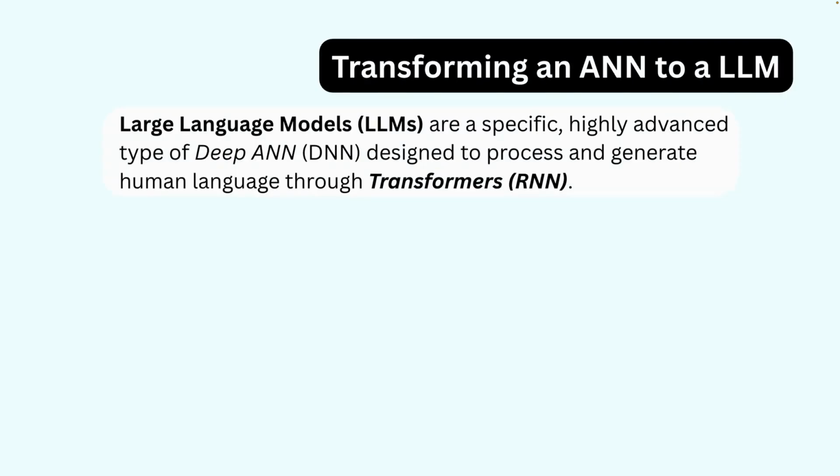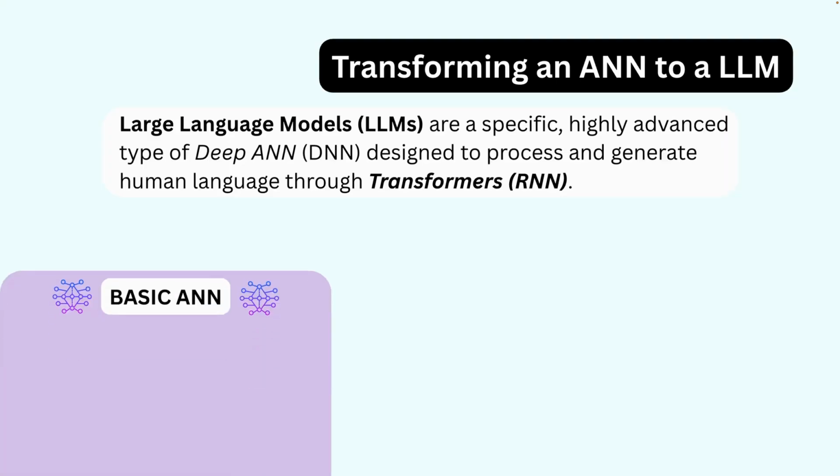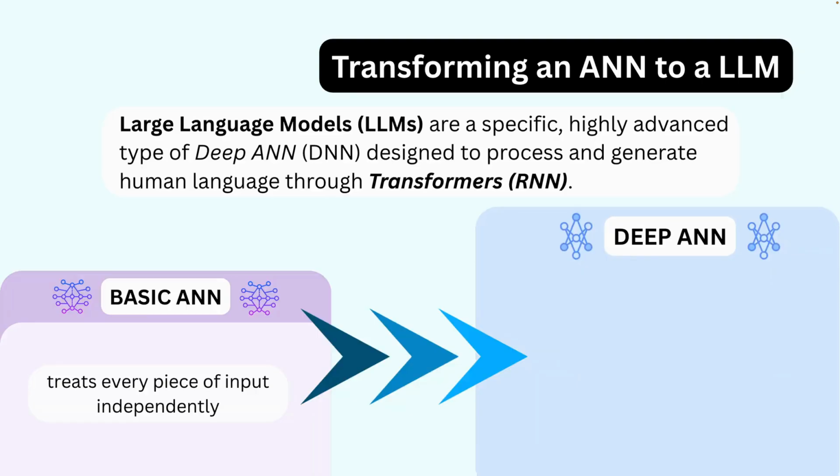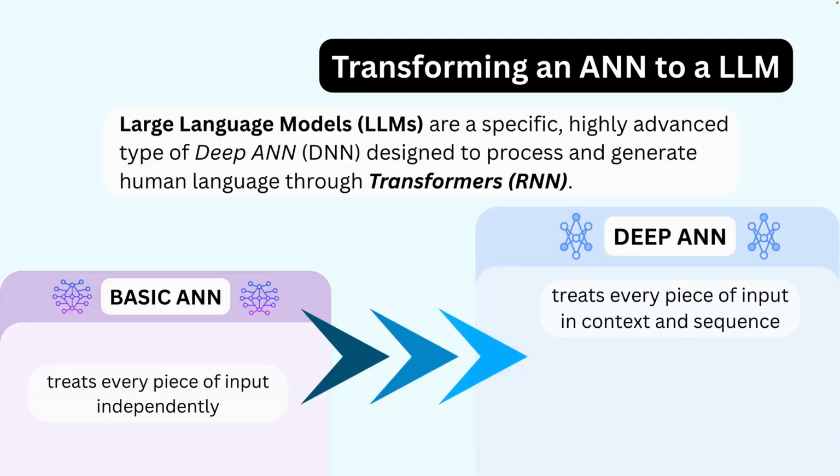A LLM is a specific type of deep artificial neural network designed to process and generate human language through transformers. In other words, a DNN is a type of ANN that will use RNN to become an LLM. I know that is a lot of acronyms, but bear with me. To put it another way, we start with a basic ANN that will treat each input data point individually. If I input "the sky is gray," it will compute each word by themselves for the generated answer. Through deep learning, the deep ANN will treat every piece of input in context and sequence.